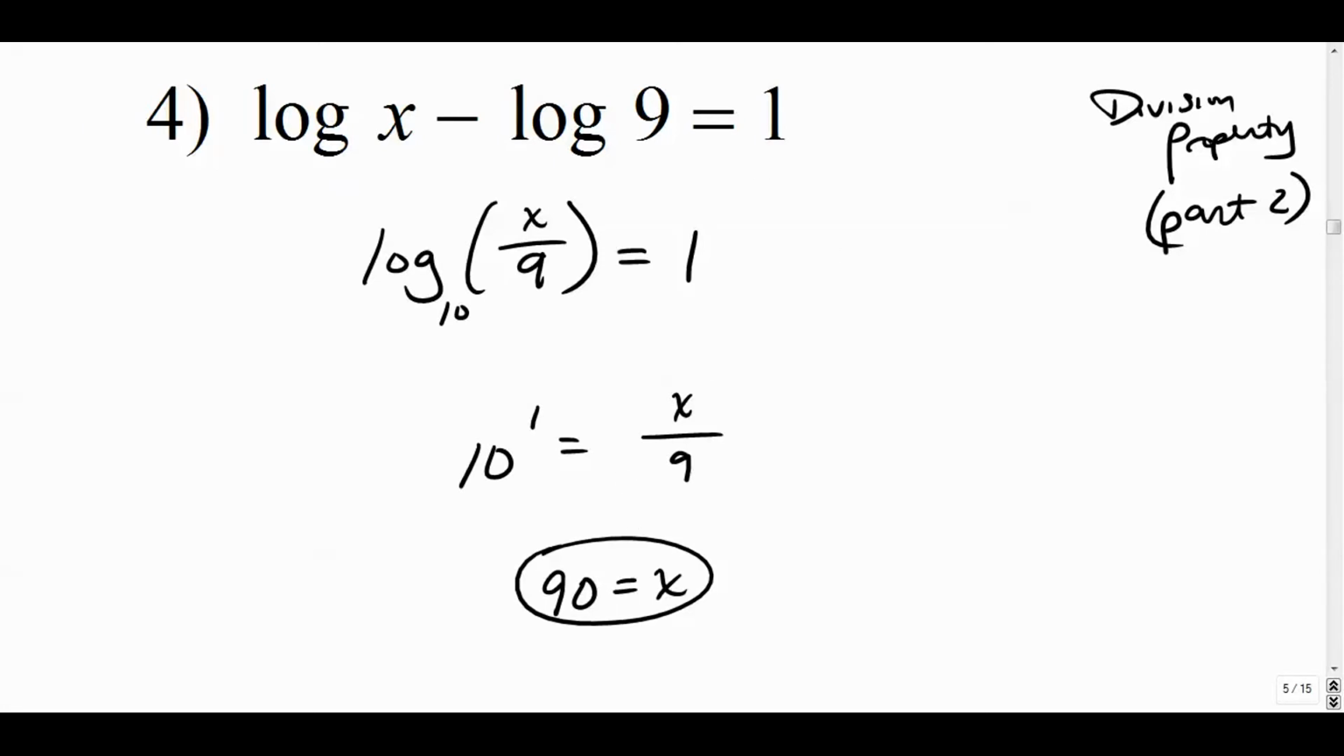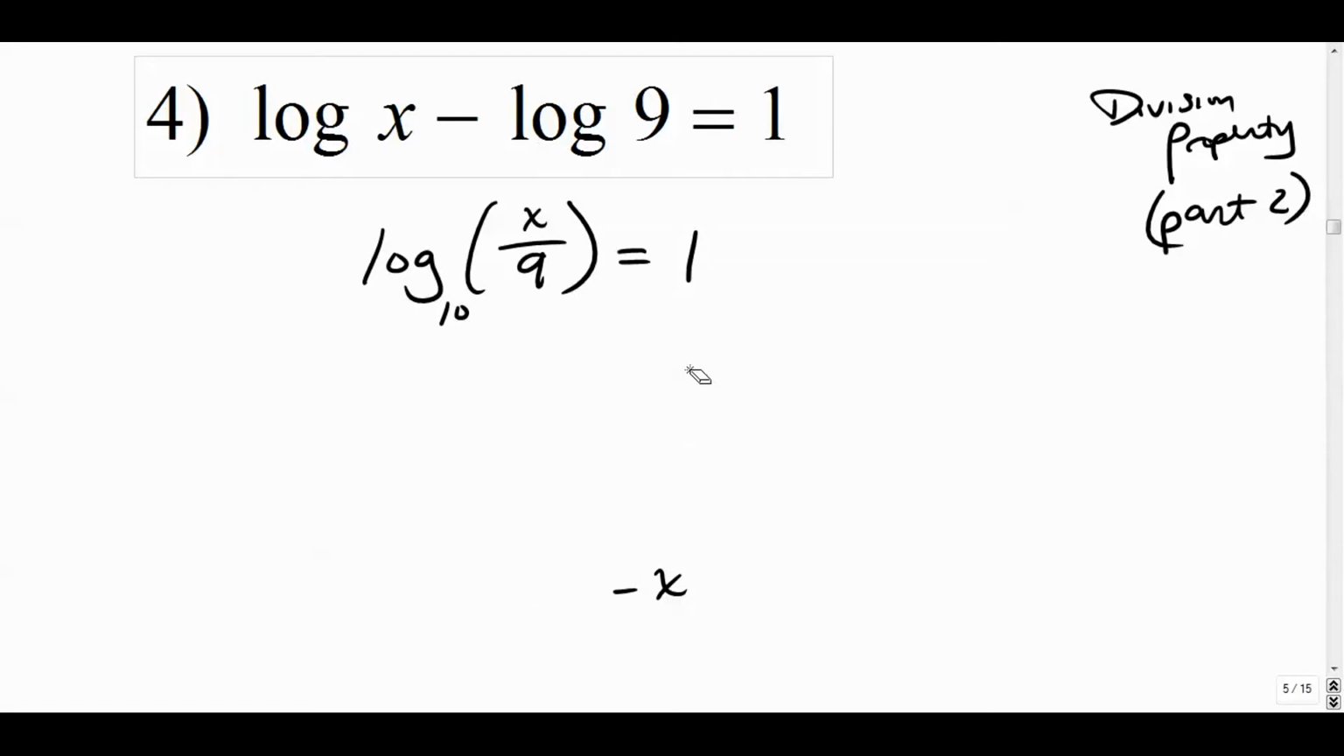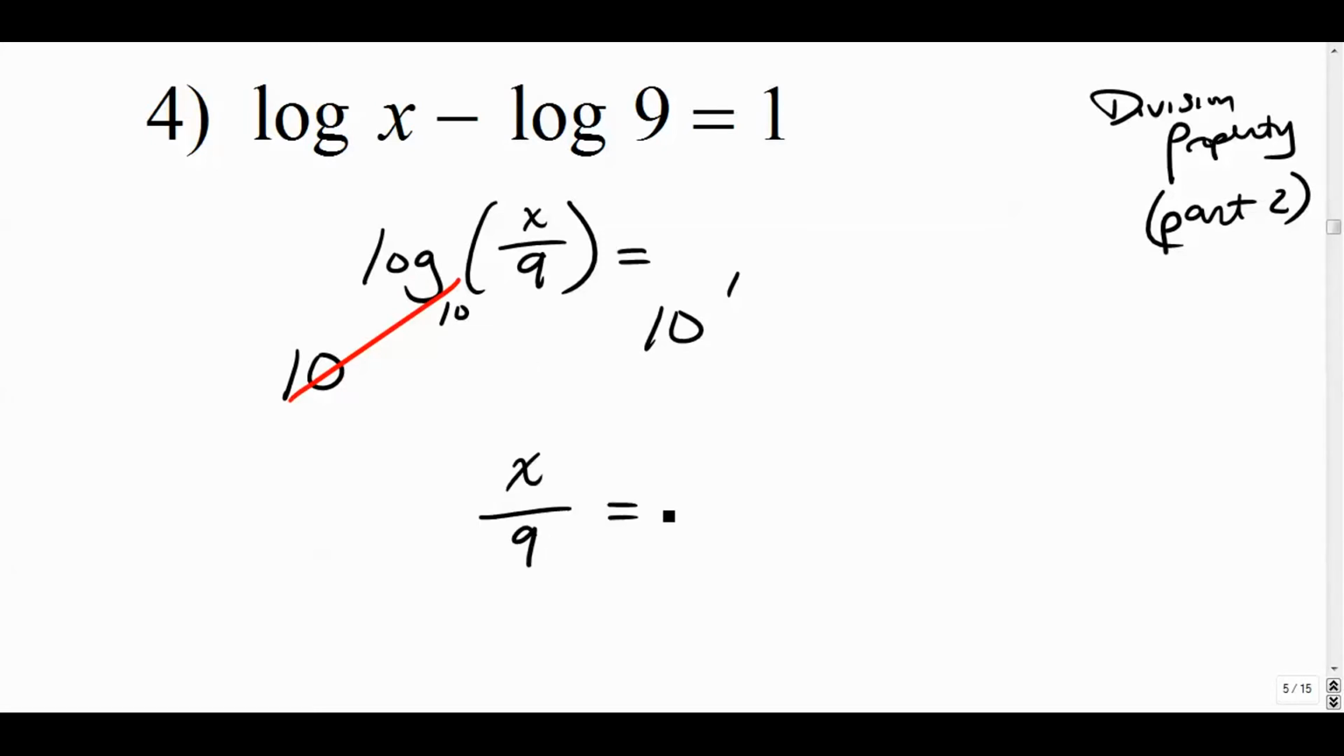If I didn't want to use my relationship, you can also do this. You can say, okay, I'm going to raise this whole thing up in my exponent. Same thing over here, 10 to the first power. The reason I would do that is to cancel these two things out, leaving me with x over 9 equals 10 to the first power, and I'd solve it.